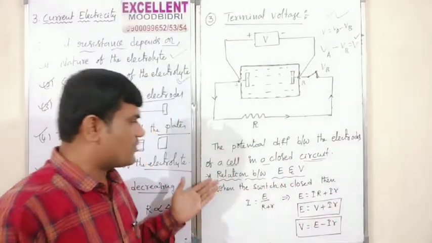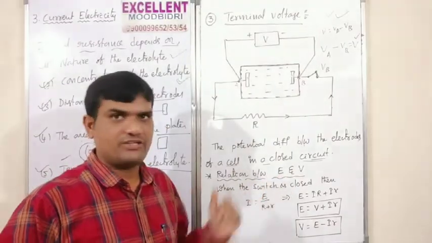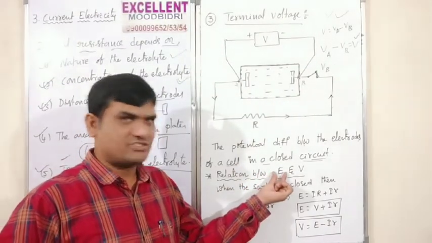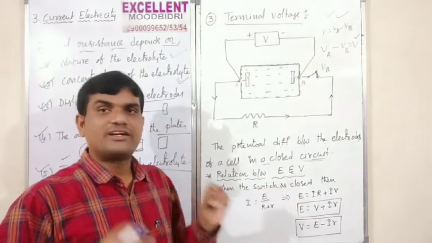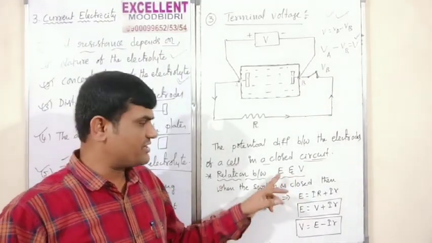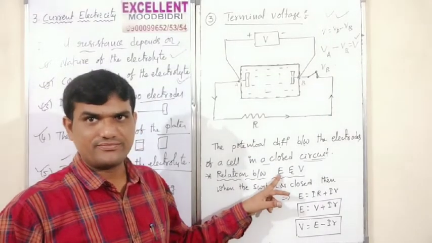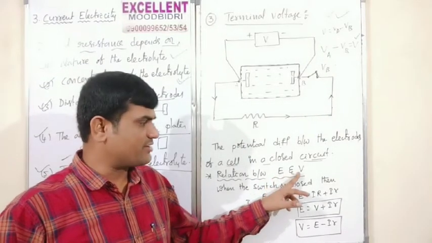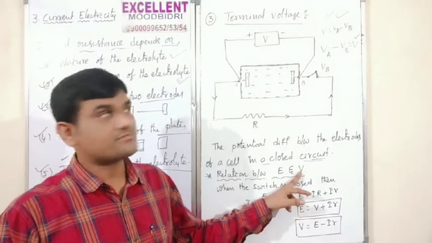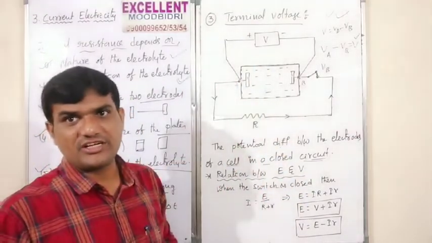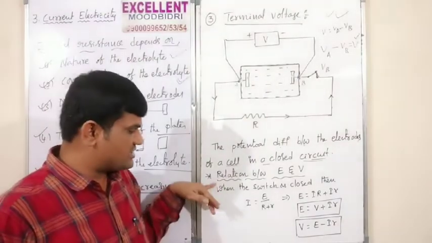What is the relation between E and V? You can first write clearly the definition of EMF. E means EMF. V means terminal potential difference. First point you can write: what is the definition of EMF? Alright. Next, the second point: what is the definition of terminal potential?